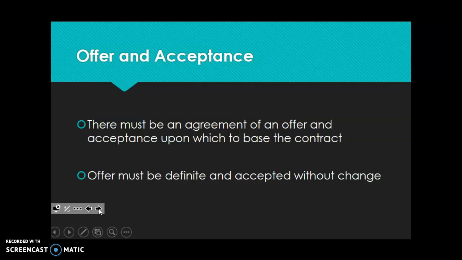That's offer and acceptance. But if I offer to sell you my car for $400 and you say, no, I won't pay $400 for it, but I'll give you $300, that's not a contract because you changed the offer. And there was no acceptance because there was a change made. So there must be an offer and acceptance without change.